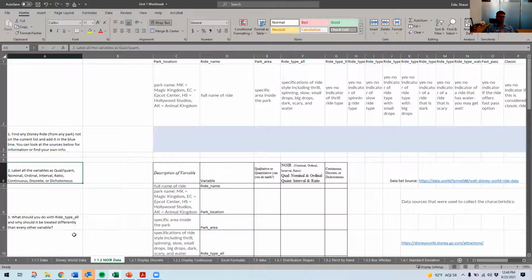And to be really honest with you, I'm kind of using you guys to add even more variables and more rides, because I would love to see more rides that you guys are really excited about. And so I'll be able to have even more rides for future classes.